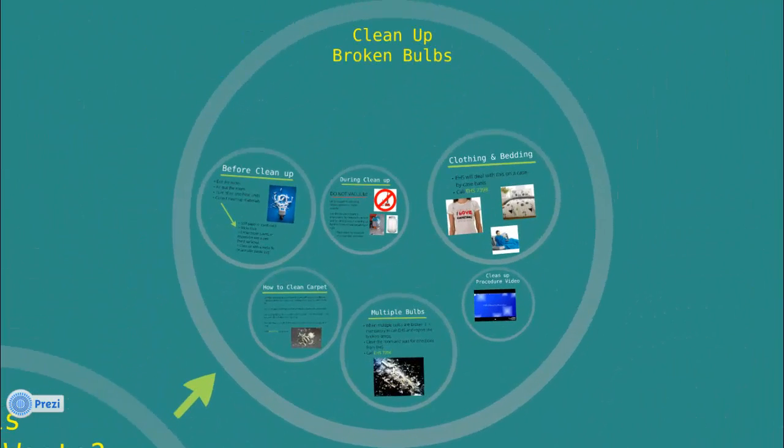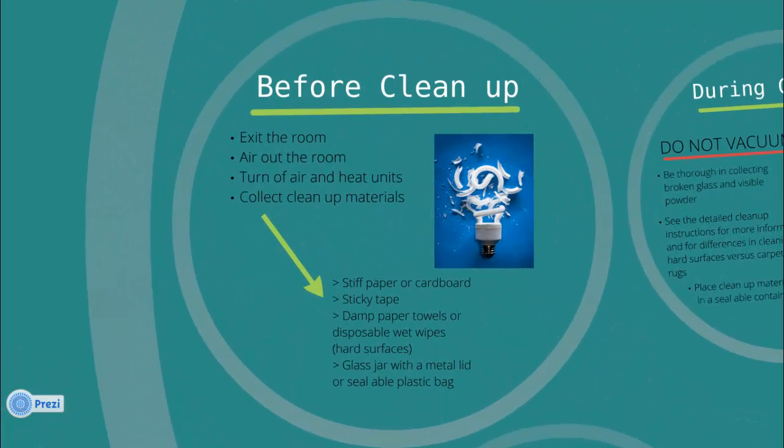Clean up of broken light bulbs. Whether you're cleaning up a single bulb or multiple bulbs, there are important steps you need to take in order to ensure the job is done properly. Before you are ready to clean up the broken bulbs, you must first make sure the people and pets have left the room. Next, air out the room for 5 to 10 minutes by opening a window or door to the outdoors. You also need to make sure to turn off all air conditioning and heating units. These steps are important because, as mentioned before, mercury is toxic.